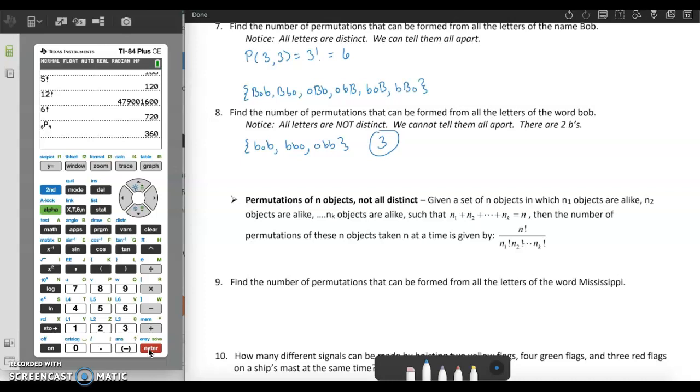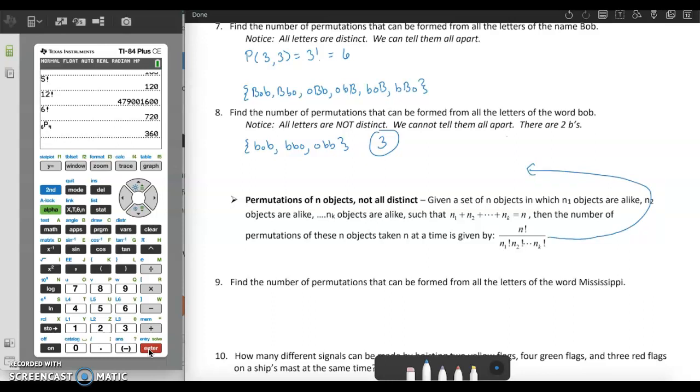So what you can see is that if you've got objects that are not all distinct, but you have certain ones that are alike, what you end up having to do is n factorial over, and then on the bottom, in the denominator, you do different factorials for however many are the same. Okay, so how would this formula work up here?